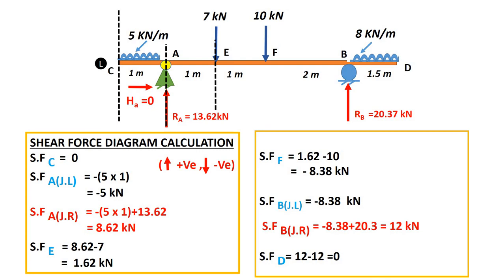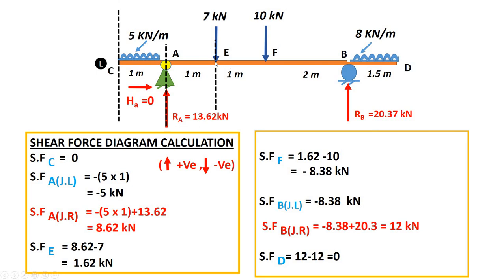One is UDL, another one is reaction also, right? So 5 into 1, that is UDL, plus 13.62, that is reaction at A. So what about the shear force at A? Just right of point A, it is 8.62 kilonewton.